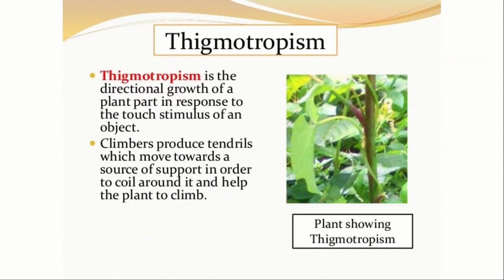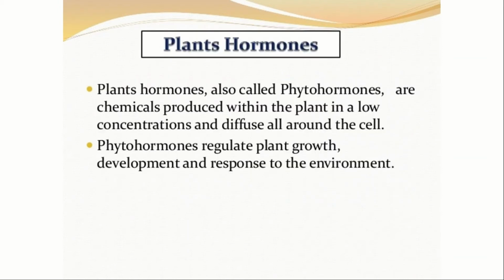So climbers produce tendrils which move towards a source of support in order to coil around it and help the plant to climb. This type of growth of a plant towards a touch is called thigmotropism. Let us know more about plant hormones.